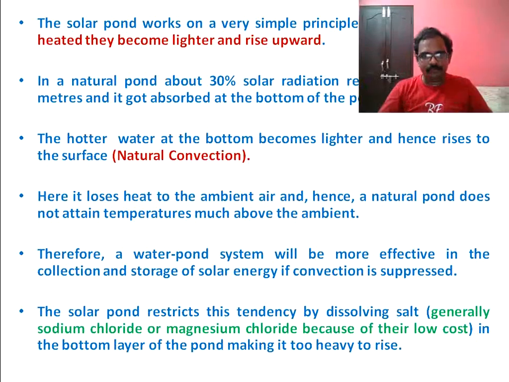Artificial pond, I'll use only 2 meters depth. I'll pass the water through it. I'll pass the soil. What is the salt we'll use? Either sodium chloride or magnesium chloride salts, because they are very cheap in cost. We'll mix it with the salt water. Now the salt water is there.